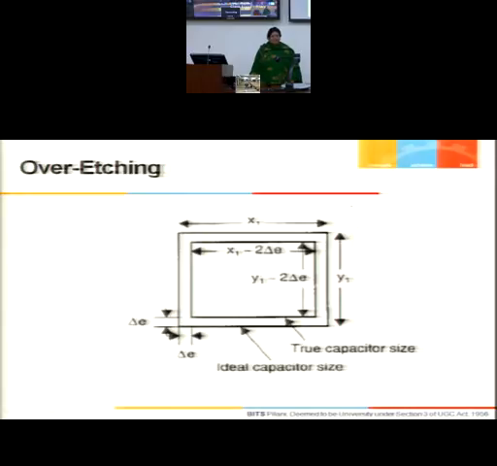Okay, so in the layout, normally we prefer square blocks, square geometries, even if I am making a capacitor or a resistor or a transistor. Normally we prefer the square blocks. If not square, at the most it should be a rectangle.